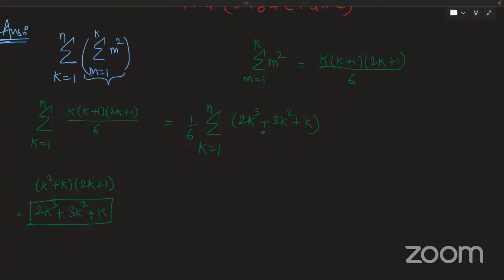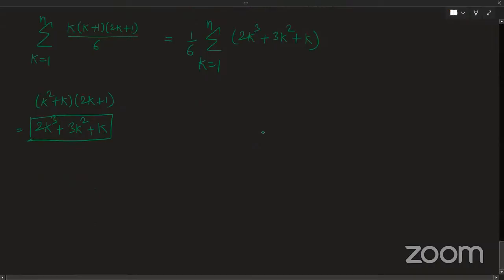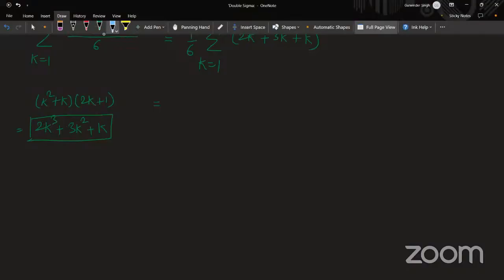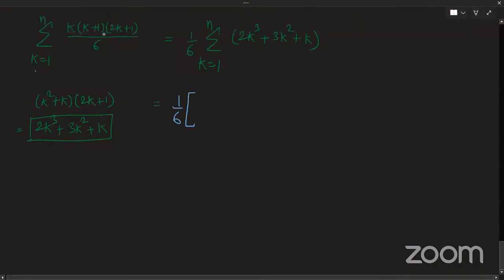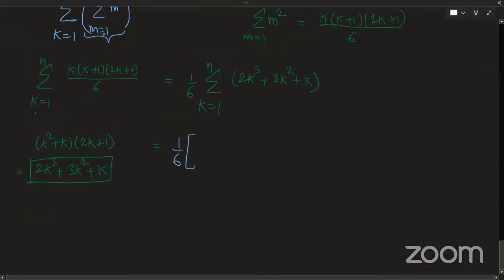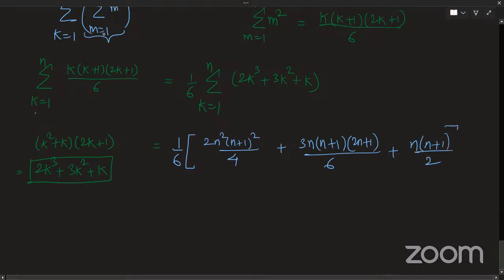Tell me, how will we evaluate? You will split the terms and then add up the constants, right? That is what you will do. So it will be 1 by 6 into 2 times sigma of k cube. So it will be 2n square into n plus 1 square by 4 plus 3 into n plus 1, 2n plus 1 by 6, plus n plus 1 by 2. This is what you will do.